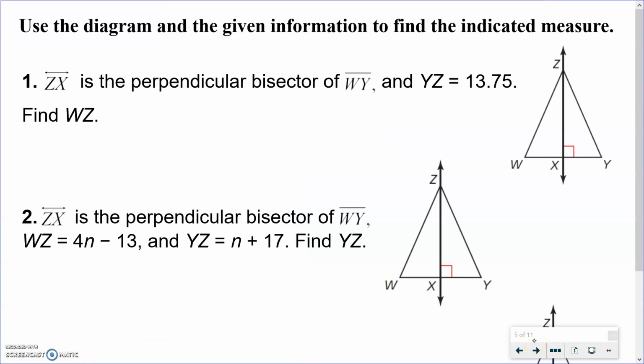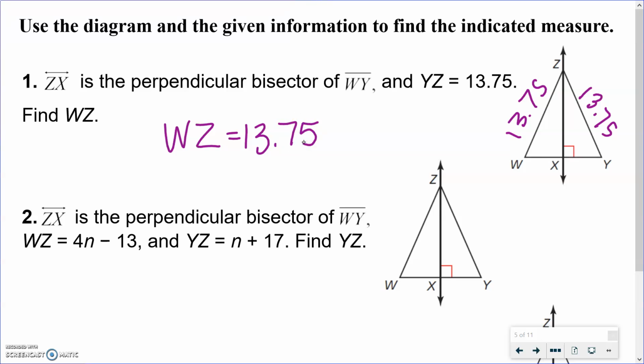So we can then use that information, though, if we do know that it is the perpendicular bisector, to solve for missing pieces and parts of triangles. So this one says ZX is the perpendicular bisector of WY, and it says that YZ is 13.75. So if that's 13.75, then we also know that WZ is 13.75, because they will be congruent if that point lies on the perpendicular bisector, which it does.